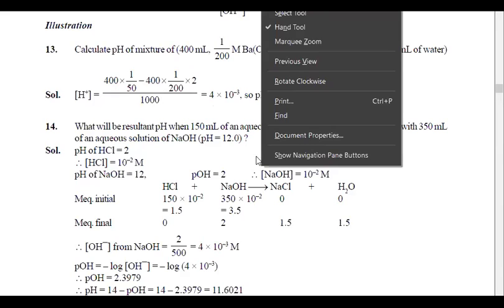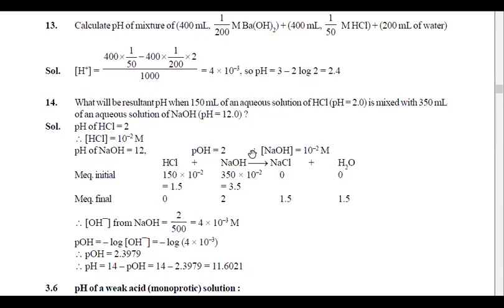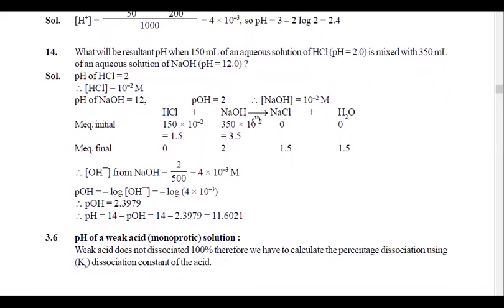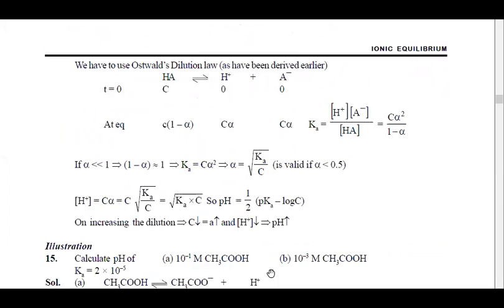Okay then, so I hope all of you are clear with this strong electrolyte. Then we have weak monoprotic solutions. So I hope everyone remembers this. Everyone remember this? Tell me, yes or no?